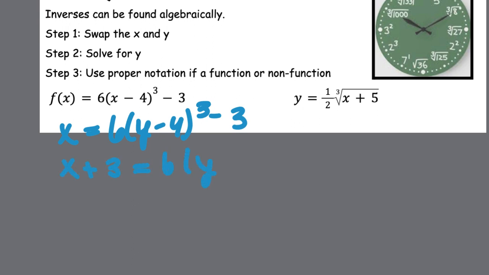And then I'm left with 6 minus y minus 4 cubed. Then I'm going to multiply both sides by 1/6. And the reasoning behind that is I want it to be in graphing form, so I don't want it to be dividing by 6.